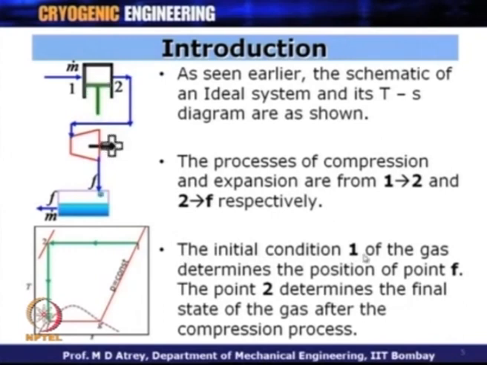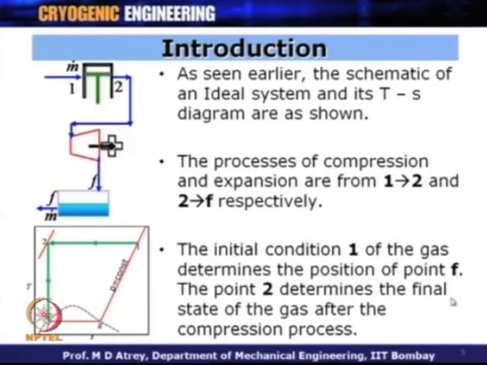The initial condition of the gas is at point 1. It could be ambient, 300 Kelvin and 1 bar, which could be a standard operating condition as an initial condition, and this determines the position of F. As you can see, point 1 determines the location of point F, because this is the 1 bar line and this corresponds to the boiling point of the gas at 1 bar. For nitrogen it will be 77 Kelvin. So, as soon as your point 1 gets determined, your point F is always known. Therefore, we say the initial condition 1 of the gas determines the position of point F.